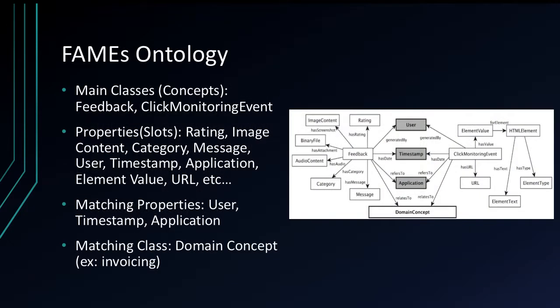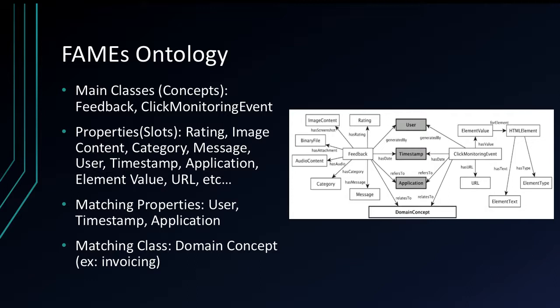All right, the image on the right is an excerpt of the ontology that FAME uses to combine data. And in this case, the classes in the domain are feedback and click monitoring event. The class feedback has the properties rating, image content, category, and then if you look in the middle, user, timestamp, and application. And then the class click monitoring event has the properties element value and URL, to name a few. And it also has three of the same properties as the feedback class, which are user, timestamp, and application, the gray boxes in the middle there.